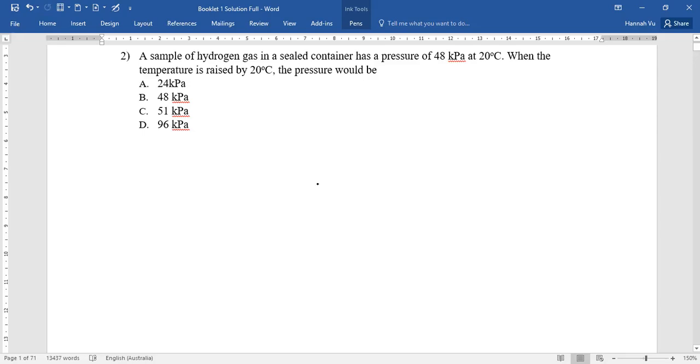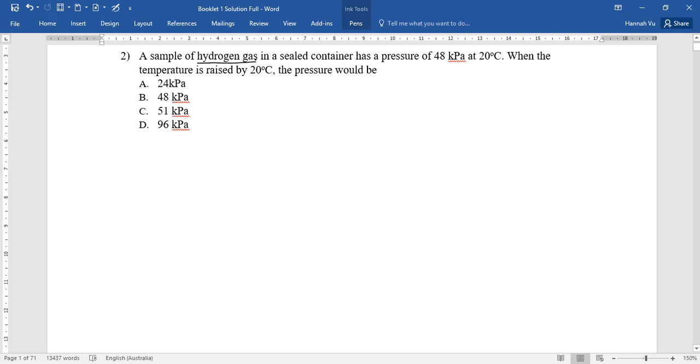This is question 2. I am going to start by reading the question and underlining all the key terms, and I will explain why I consider these key terms. So a sample of hydrogen gas. A sample is probably not really important at this point. So I'm going to start with hydrogen gas.